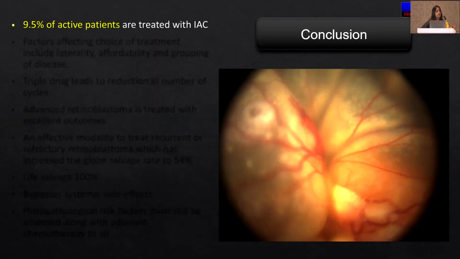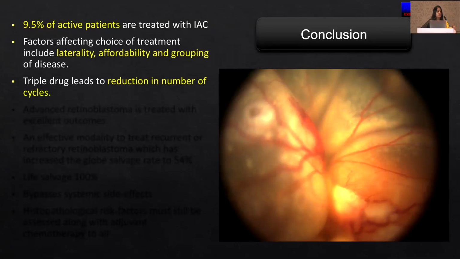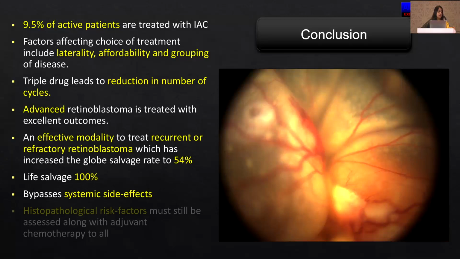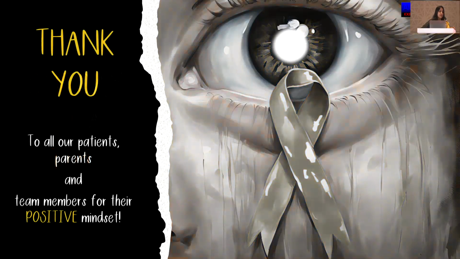To conclude, 9.5% of active patients were treated with IAC, with factors dependent on laterality, affordability, and grouping. This led to a reduction in the number of cases. Advanced retinoblastoma showed a salvage rate of 54% with 100% life salvage, bypassing the systemic effects, and HRF must be assessed with adjuvant chemotherapy for all. So it's all about one day at a time, and I thank our patients, parents, and the team members for the positive mindset. Thank you.